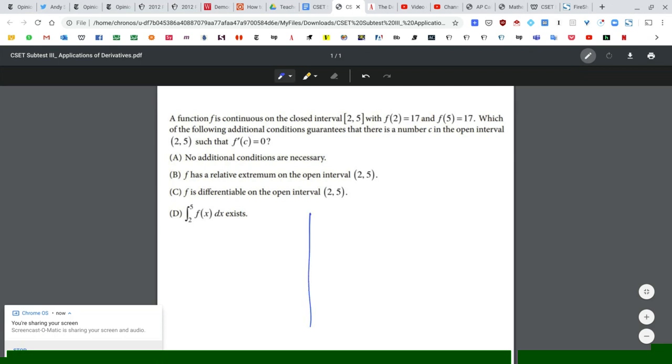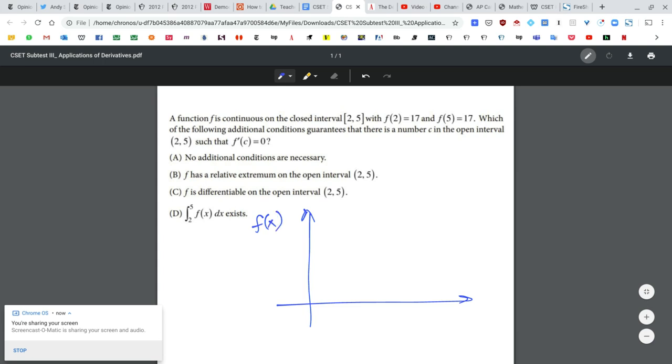So it is smart to make a rough sketch to see what's going on with the function. Okay, so they give you f of 2 is 17, so maybe here. And then f of 5 is also 17. So that's all that's given to us. And you're also given that the function is continuous over this interval. So here are all the different ways we could conceivably draw the function f of x.